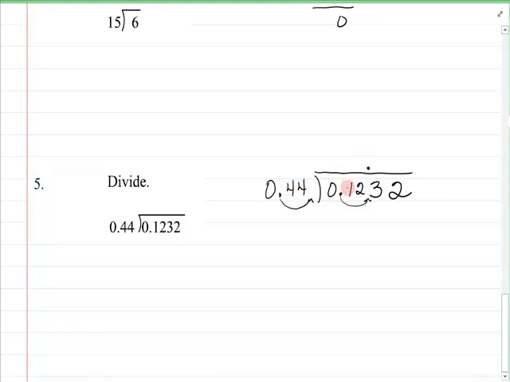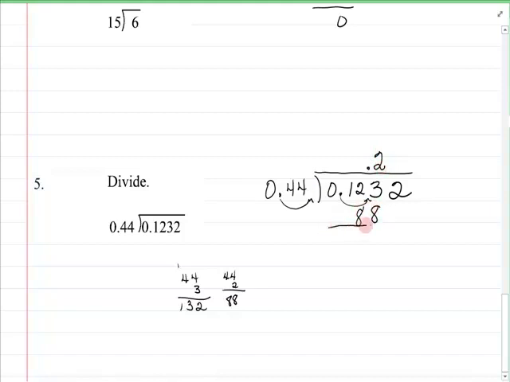44 does not go into 1, 44 does not go into 12, but 44 goes into 123. I don't know how many times. I could guess. I could say 44 times 3. That's going to give me 12, carry the 1. That's 13. That's too big. So it is not 44 times 3. Let's do 44 times 2. That's 88. Okay. Remember, 44 did not go into 1 or 2 or 12, I'm sorry, but it went into 123, and we did 2 times, and 2 times that is 88.